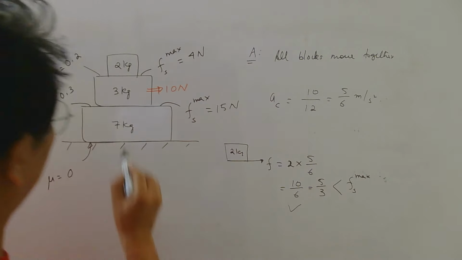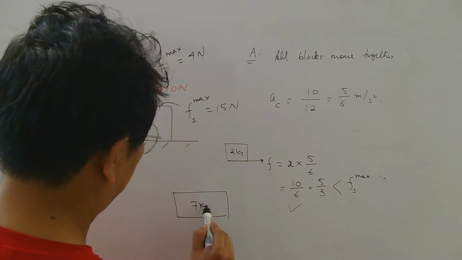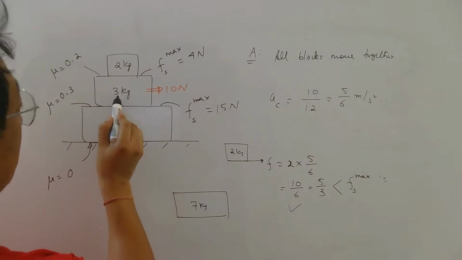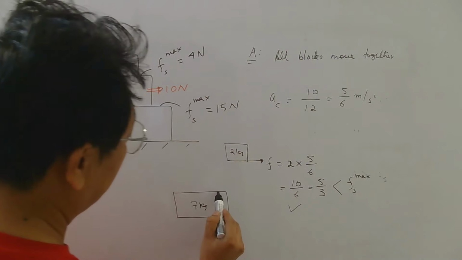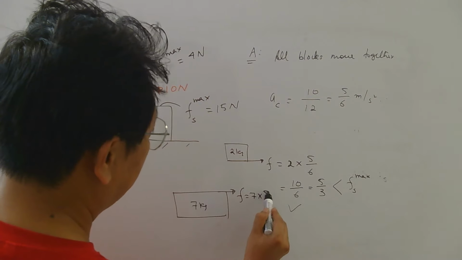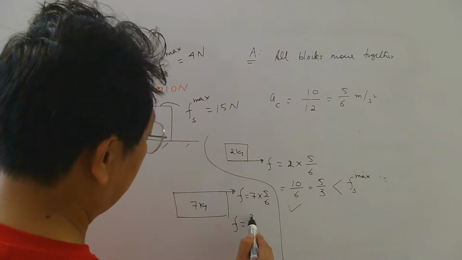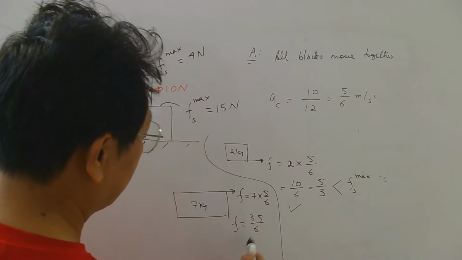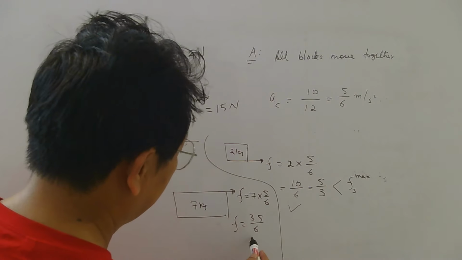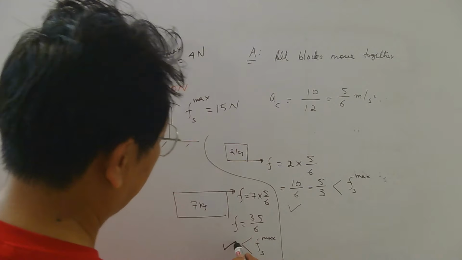Let us check here also, 3 and 7. So for that I will take 7 kg as the system. Who will provide the 7 kg this acceleration? Of course friction from 3 kg, because this is smooth. So here the friction will be, mass is 7, acceleration is 5 by 6. So this friction will come 35 by 6. So that will be 5 point something, which is again less than maximum static friction. So this is also possible.